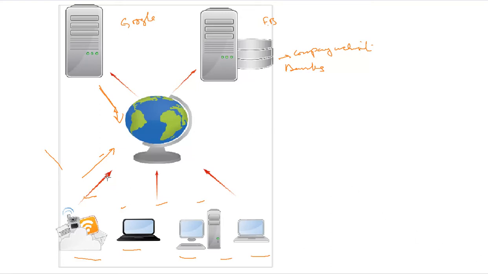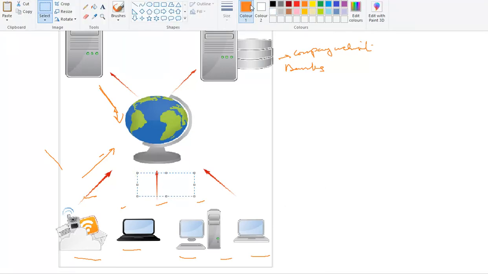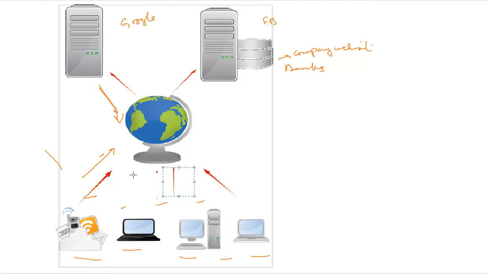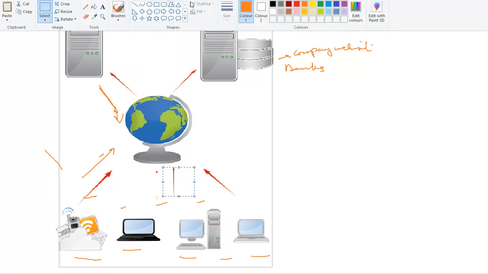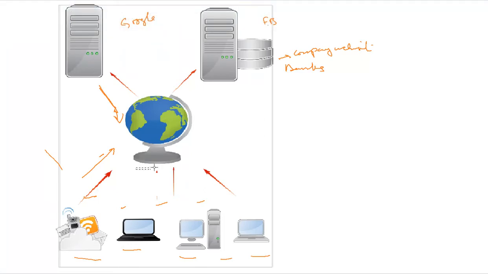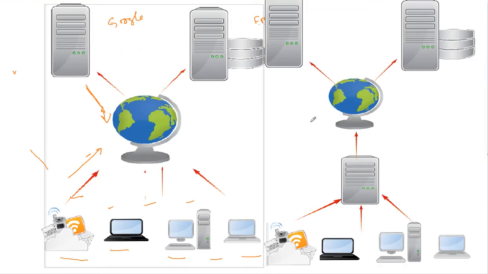What will happen in the case of a proxy is that we will have some other servers, some intermediate servers somewhere in between. And this server is going to act as an interface, or as a gateway, between these clients and these servers. So this is how this whole thing will look. So this is the proxy server.